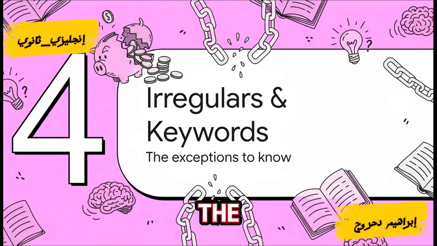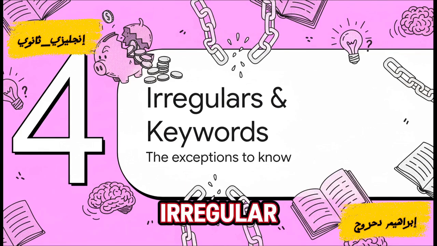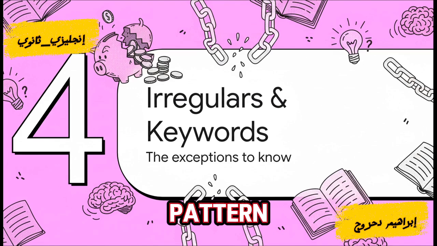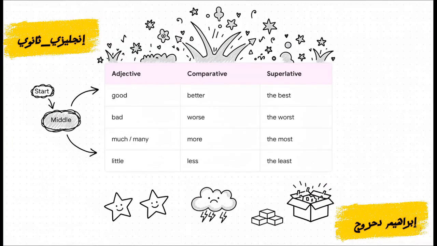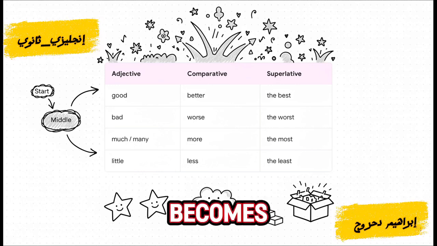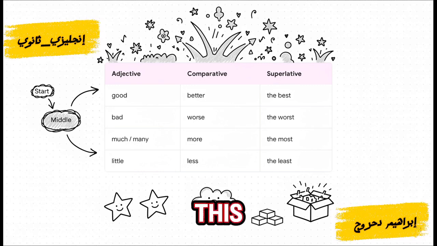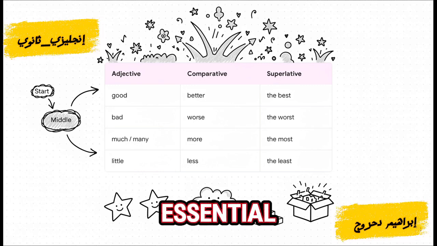Okay, now for the really fun part, the rule breakers. These are what we call irregular adjectives. They don't follow any pattern at all. These are the ones you just kind of have to know. But the good news is, they're some of the most common words you'll ever use. So this is a really important slide. These words just completely change. Good doesn't become gooder, that's not a word. It becomes better and the best. Bad becomes worse and the worst. This is one of those tables you'll probably want to come back to because these words are absolutely essential.